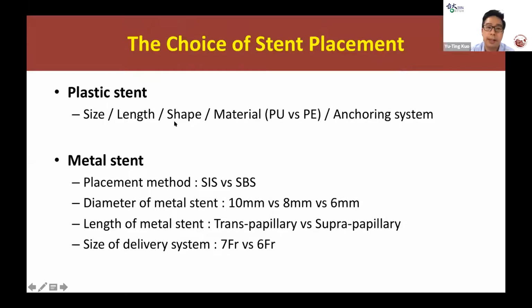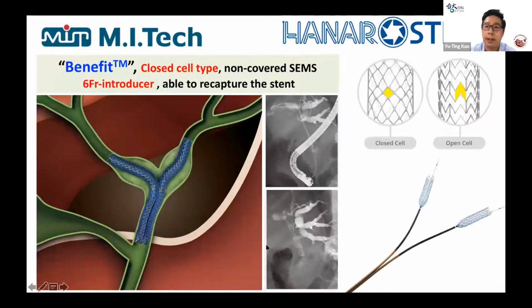The placement of the stent depends on it. A plastic stent is another issue, but now we prefer the metal stent in most cases. And because of the different kinds of methods, you need to choose different kinds of stents. Another issue is the delivery of the stent. Some non-covered stents are the same French, and some specially designed ones are the C French, just like the M.I.Tech HANAROSTENT. It's like the Cook Zebra stent, which is only 6 French, but it's different.